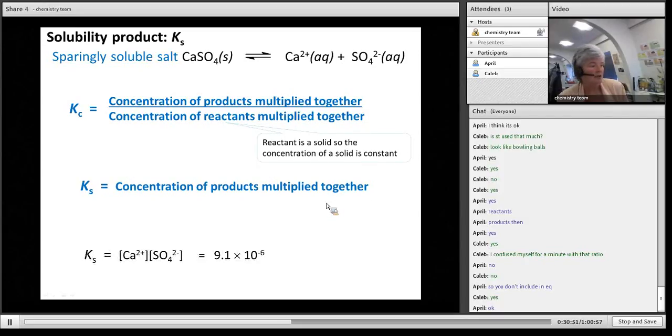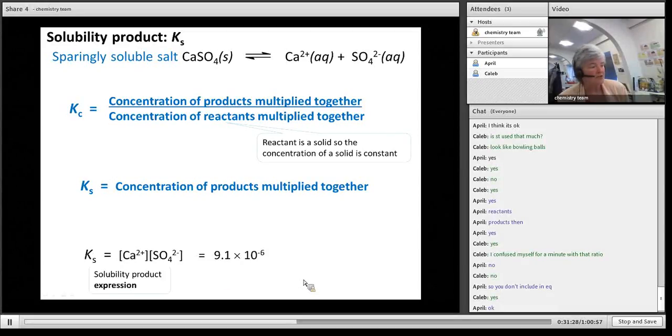So Ks for calcium sulfate, you take the concentration of the calcium ions, concentration of the sulfate ions, and that's a given value. You can look up these values wherever, on the internet. You get all these tables of values. So you can see it's a pretty small number, 10 to the minus 6. That's like 1 millionth, less than 1 millionth will dissolve. So it's a tiny amount, and that's why we call it sparingly soluble.